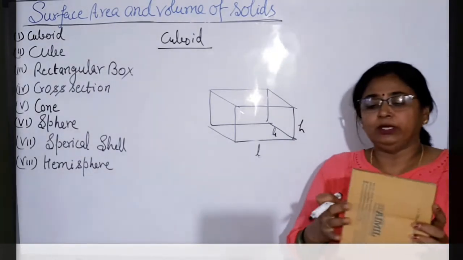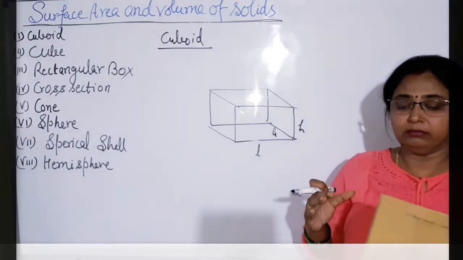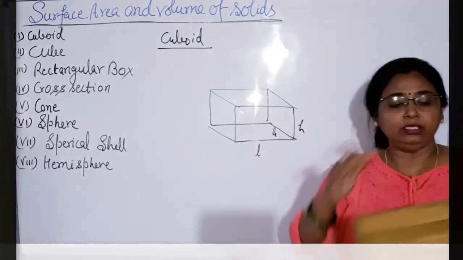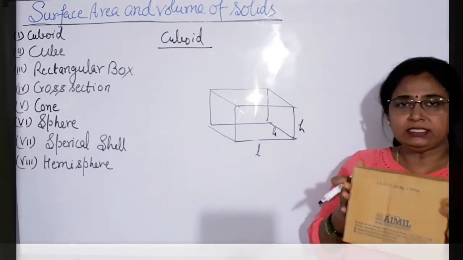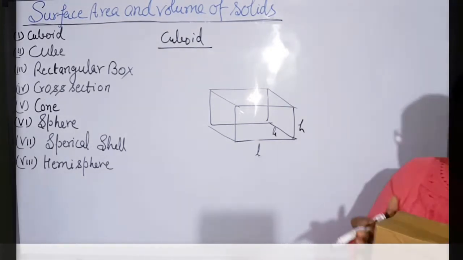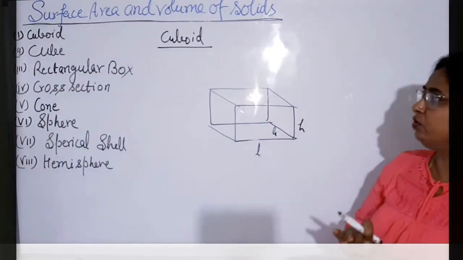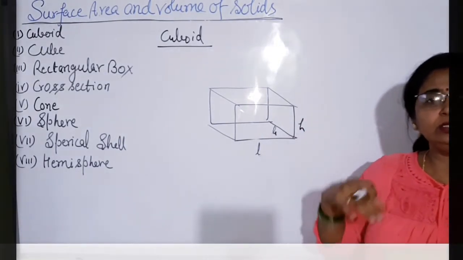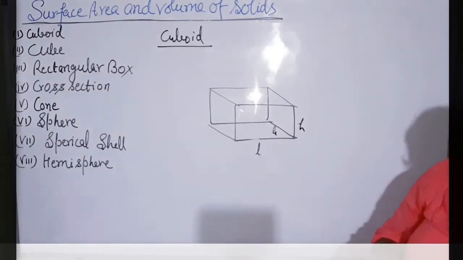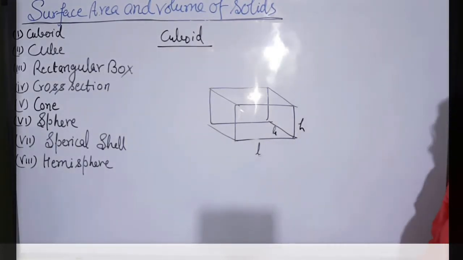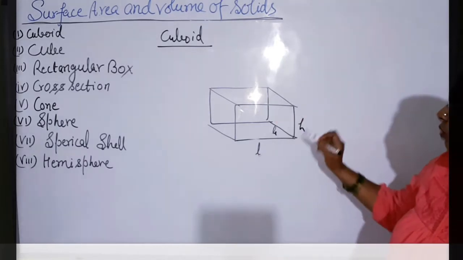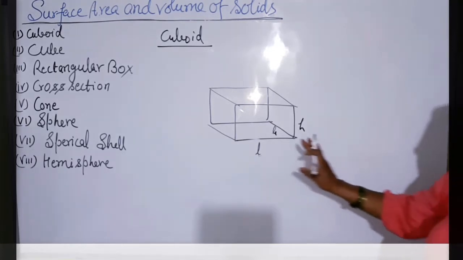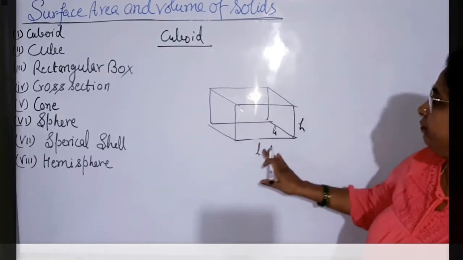It is a cuboid. Then you can count how many faces: 1, 2, 3, 4, 5, 6. Six faces are there. Then the area of all these faces is called total surface area. In the same way, in this cuboid, first the total surface area, how many faces? 1, 2, 3, 4, 5, 6.